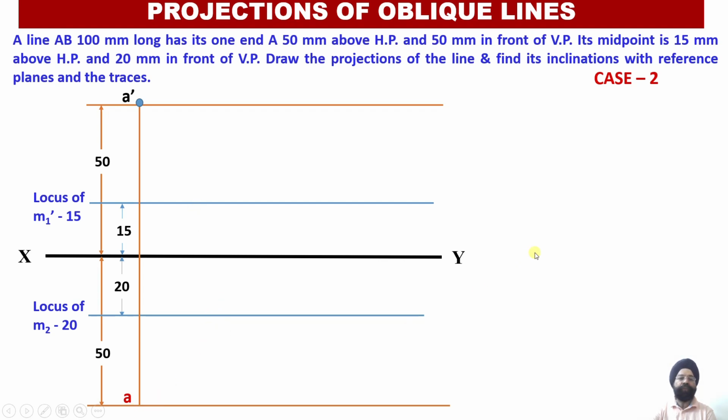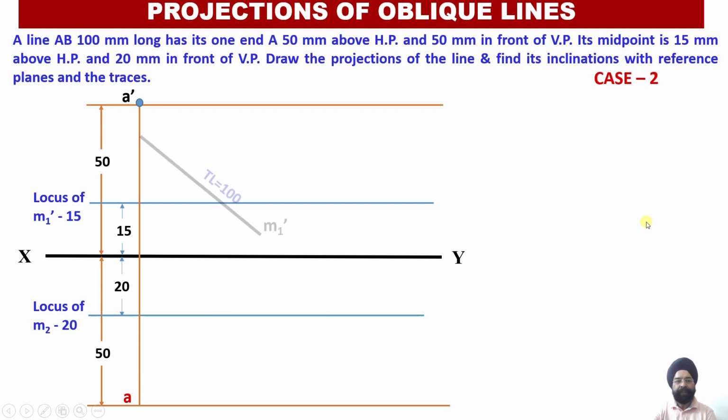We know the true length of the line, that is 100. So if this is the midpoint, I'll open my compass 50 millimeter and further extend it by another 50 millimeter so that the true length of the line will become 100. Similarly, from here as well, I'll keep the needle of the compass here, mark an arc of 50 millimeter, and then extend this line another 50 millimeter so that I get the true length of the line 100. This locus will serve as the locus of the midpoint of the true length of the line.